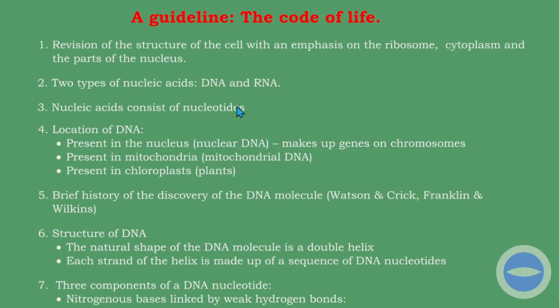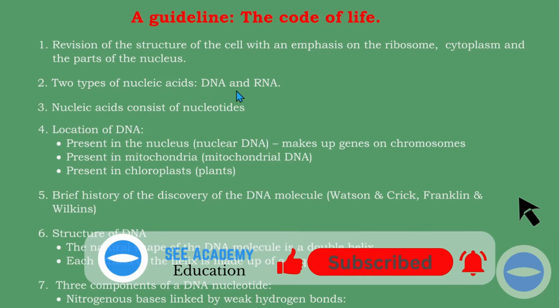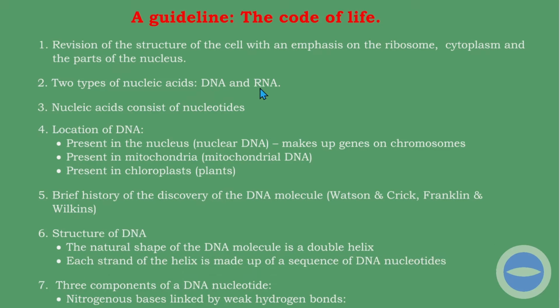The secret number 2 that the examiner wants us to know is that there are 2 types of nucleic acid, namely DNA and RNA. DNA stands for deoxyribonucleic acid, while RNA stands for ribonucleic acid. So, you must know that in a cell, we've got 2 types of nucleic acid. And then number 3, according to the examination document, we must know that nucleic acid consists of nucleotides.